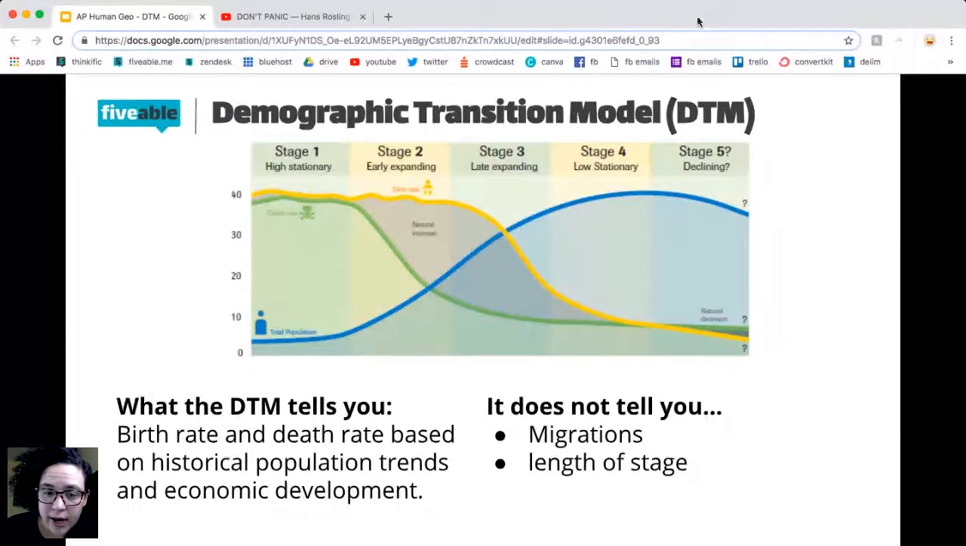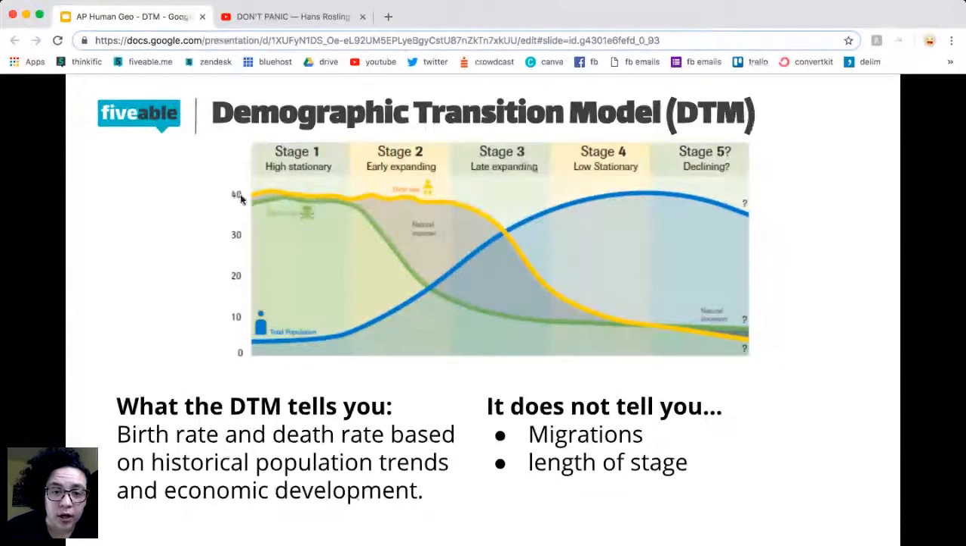What unit is the y-axis in? I'm not even sure. I'm not sure of the exact numbers. I think it might be millions, but ultimately it's just number of people. You don't need to know the actual numbers, but this is showing the different stages. And then the blue one is the actual total population.